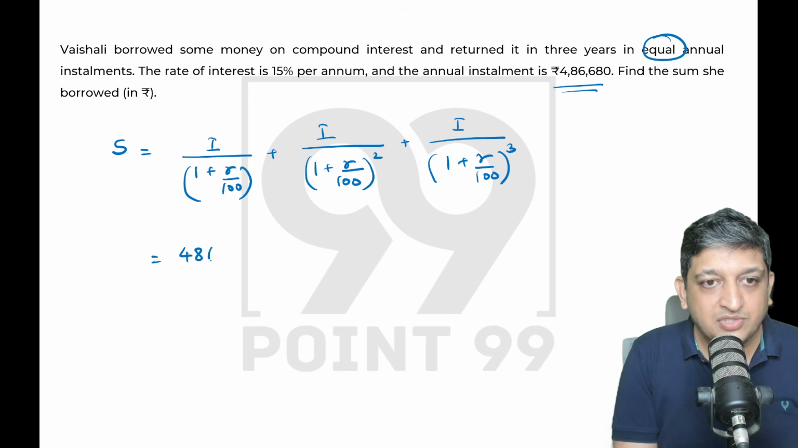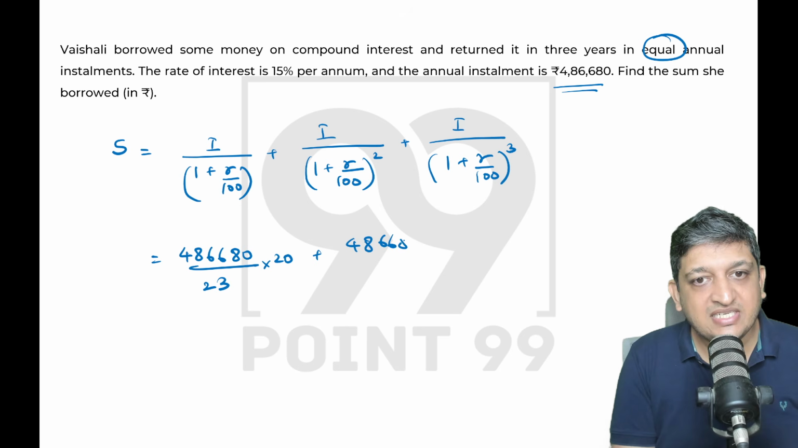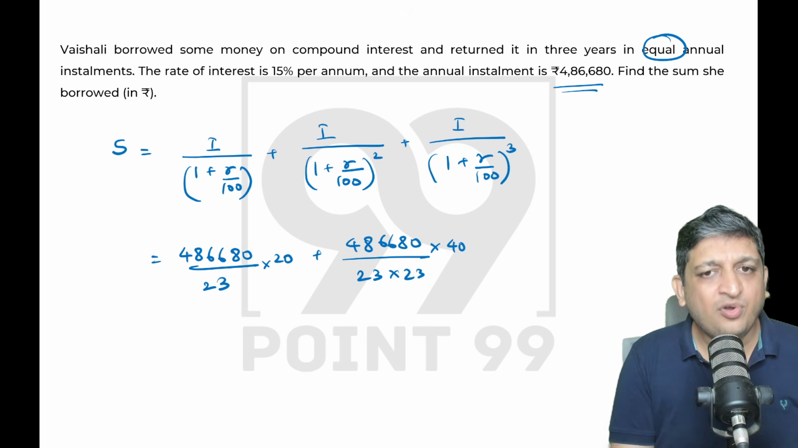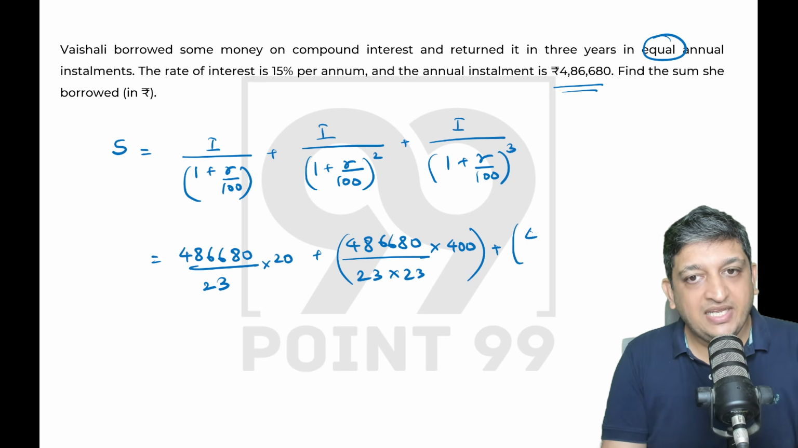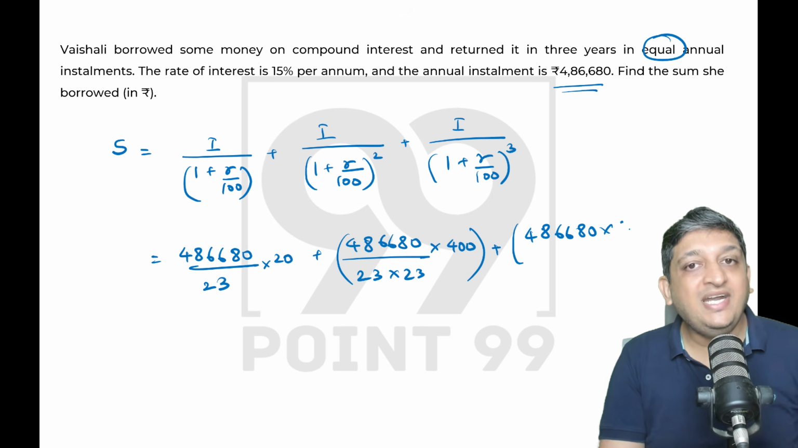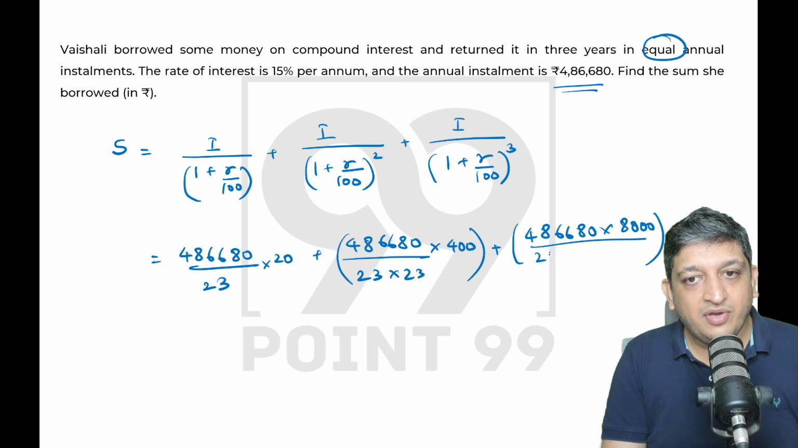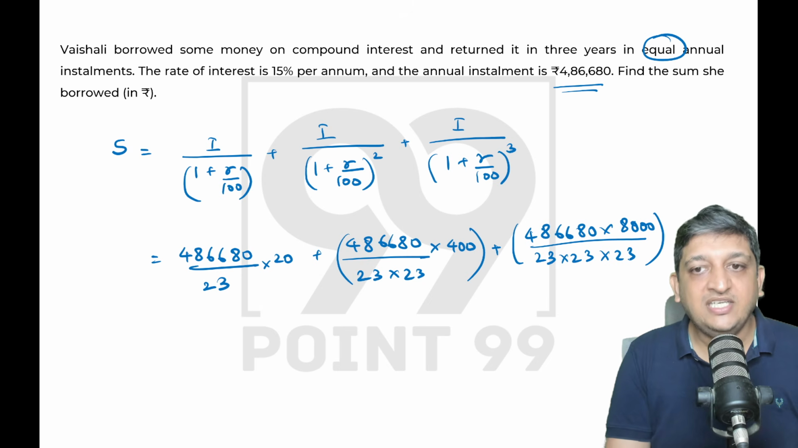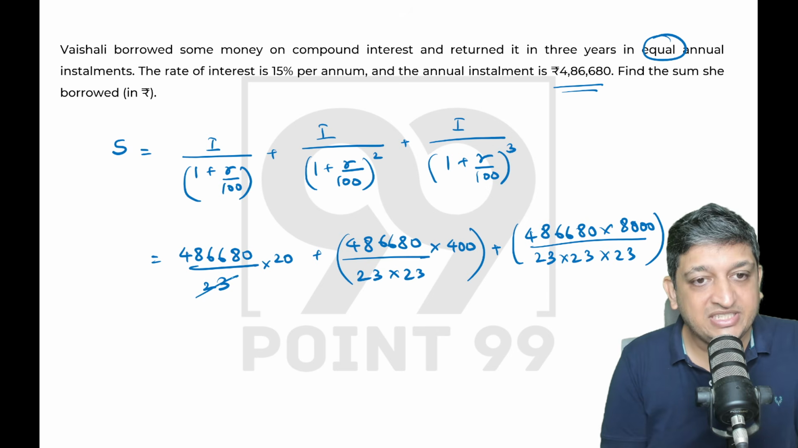So you have to look at this one. So I'll get 486680 by 23 into 20 plus, again you will get 486680 upon 23 into 23, multiplied by 400 because 20 square is going to come to the numerator. And the third part, again you will get the same thing. 486680 into, instead of 400, now you are going to get 20 into 20 into 20, that is 8000. Of course, the numbers are slightly weird, and you are going to get 23 into 23 into 23. Now, if you are very good at calculating, you can just try to cancel out the terms and see what happens.